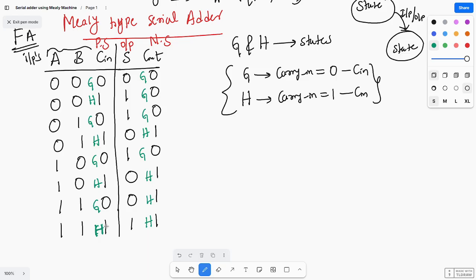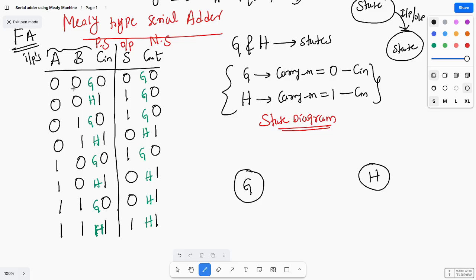So from this truth table, I am drawing the state diagram. How will I draw the state diagram? Here, this is G, and this is H.